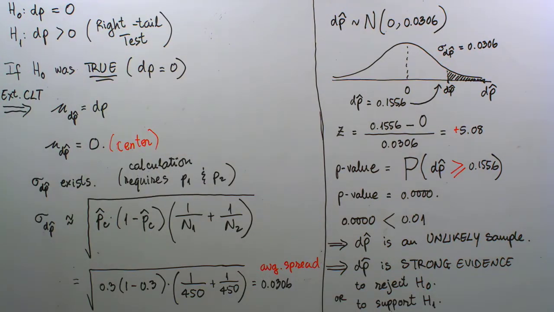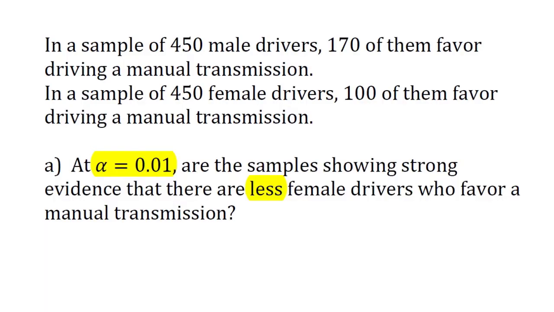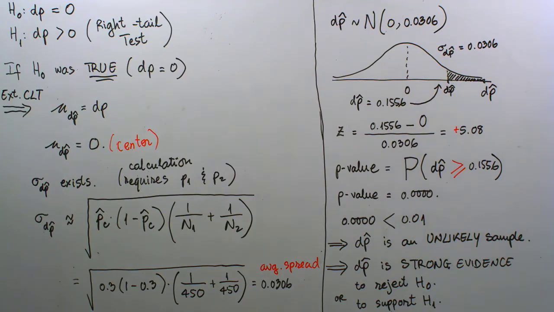And so one more time into the wording of the problem. Are the samples showing strong evidence? So we were looking for having strong evidence or not, according to the way it's worded here. And the question is a yes or no question. And ultimately we showed that we had strong evidence. Our dp hat has been shown to have strong evidence. So in that way I'm answering yes, as the ultimate answer for this question.